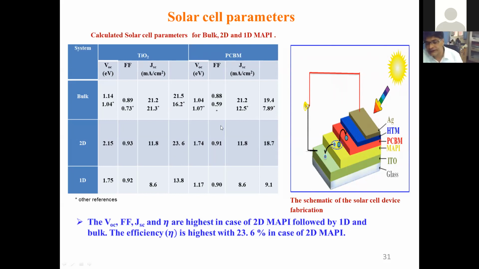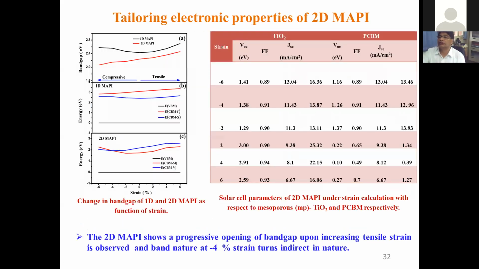But basically I wanted to convey that by reducing the dimension from bulk to 2D in the case of MAPI, and in fact there is experimental evidence for this also, the efficiency is highest in the case of the two-dimensional counterpart of this MAPI. And since now it is two-dimension, that means one layer, we thought to apply strain, and another application, that is increasing the number of layers. If you are increasing the number, that means approaching towards bulk, and therefore it will reduce the efficiency, right?